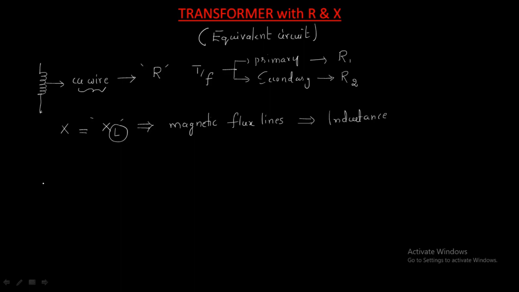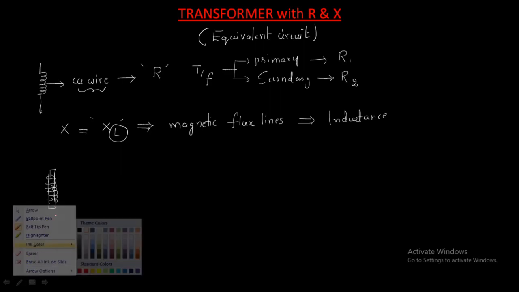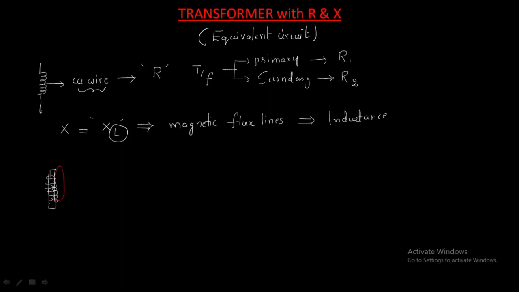Whenever you observe the transformer construction, consider a core. The core has a winding like this. Whenever the winding is like this, the flux will be flowing. Some flux will flow through the core and enter into the other winding. This flux is known as the leakage flux. This area is known as the leakage flux.